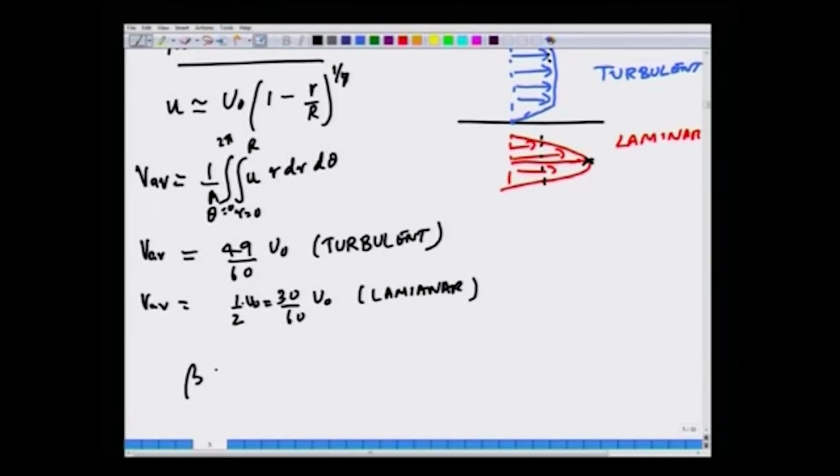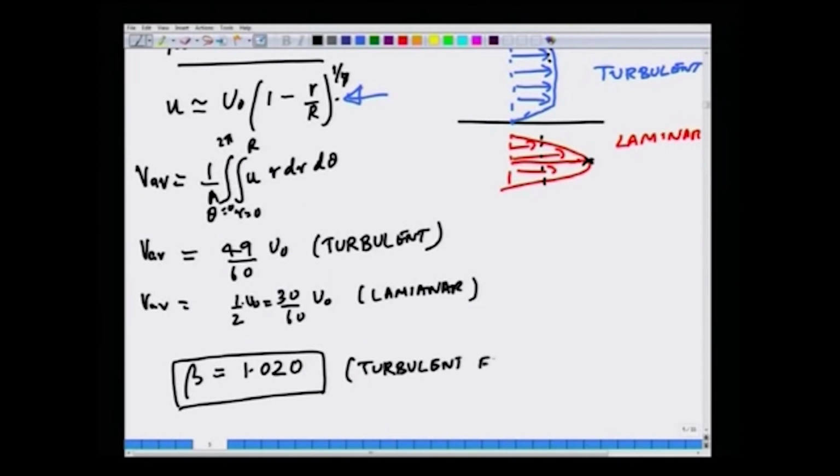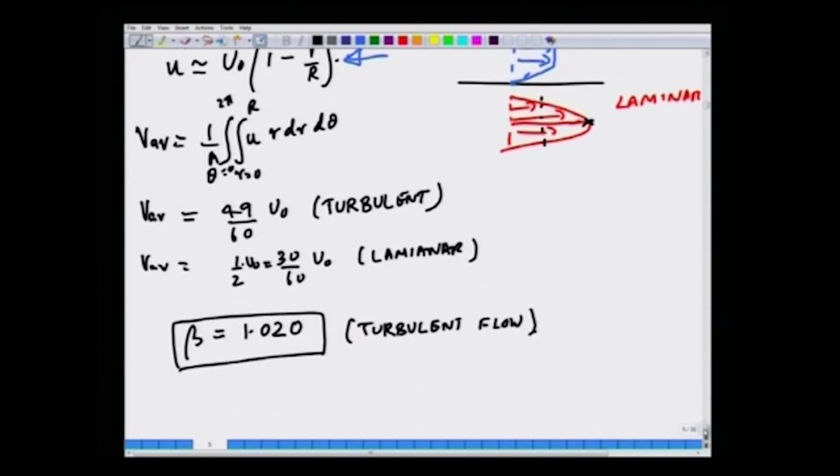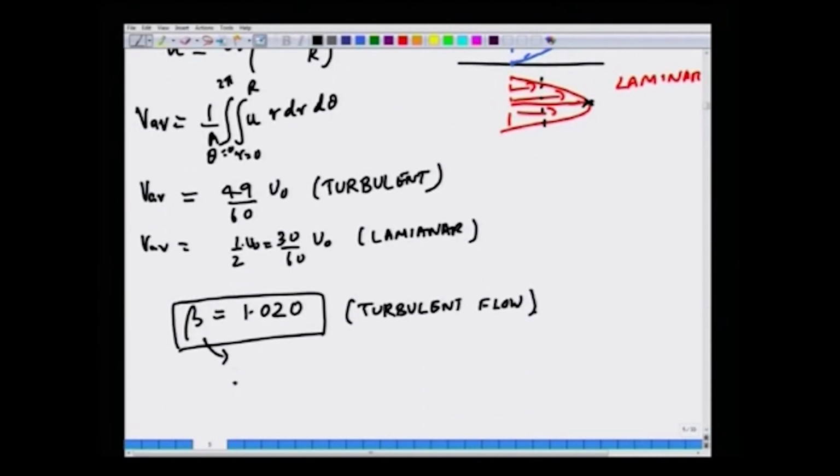So, likewise you can calculate the momentum correction factor. Just using the procedure above and changing the velocity profile to this, you will find it. I will leave this as an exercise for you. So, this is the momentum correction factor for turbulent flow. Okay. So, beta is very close to 1, more close to 1 in a turbulent flow when compared to laminar flow, where beta was essentially 4 by 3.